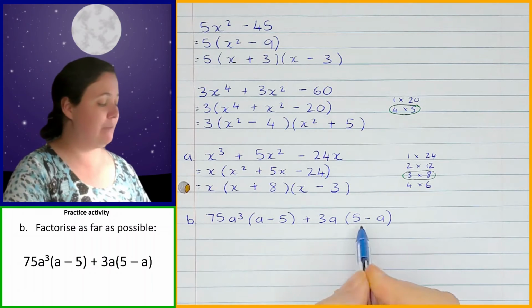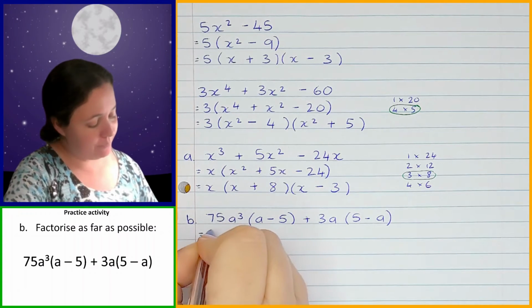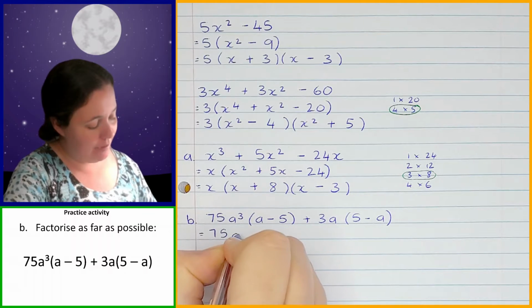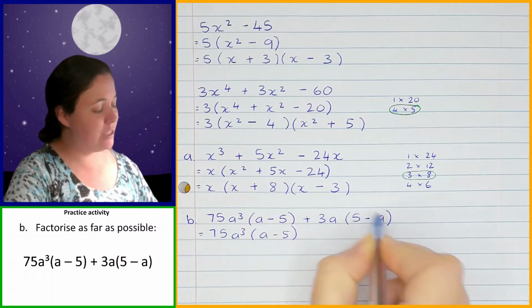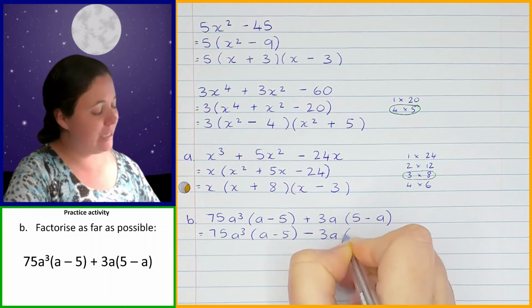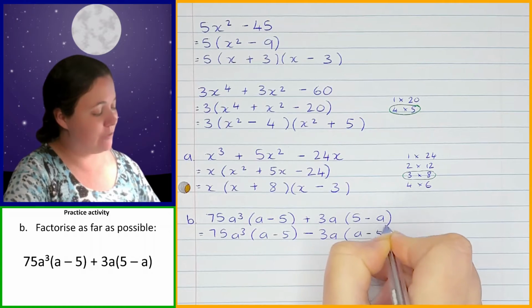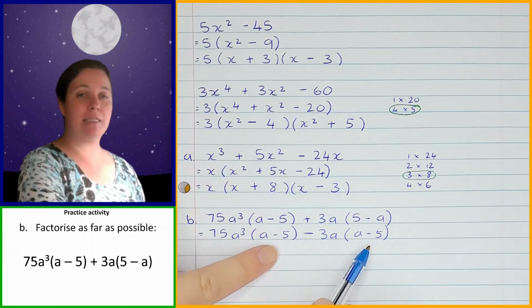In order to swap them, I have to multiply the term by negative 1. So it's going to be 75 a cubed, a minus 5, and then I multiply this term by negative 1. That gives me minus 3a, and then I can write a minus 5. So now, when I take out my common factor, I can take out those brackets as a common factor.